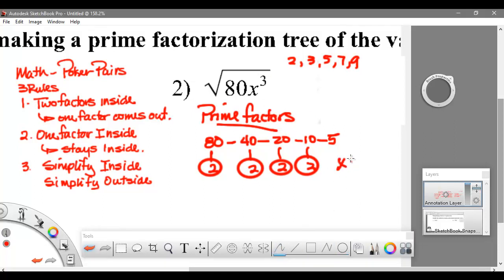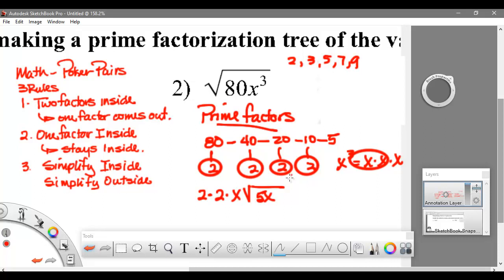And then I have x cubed equals x times x times x. So just like number 1, you can see that there are two x's, so 1 will come out. So let's go ahead and write it. There's a 2 that comes out for the first pair, a 2 that comes out for the second pair, and then I have an x that comes out for the pair of x's, and the 1 stays on the inside. So you see I have a single 5, and I have a single x, so that'll be 5x.